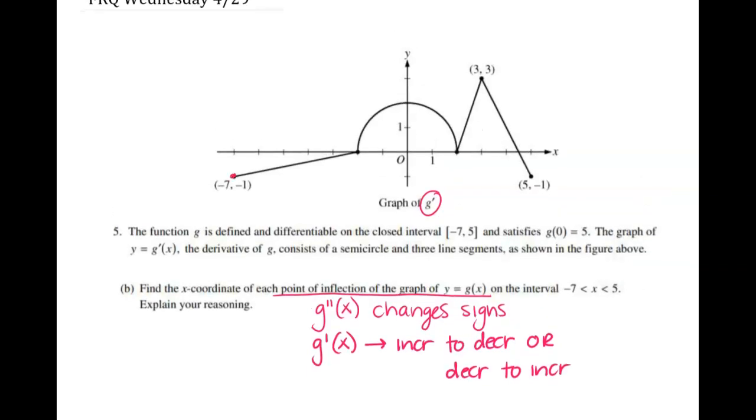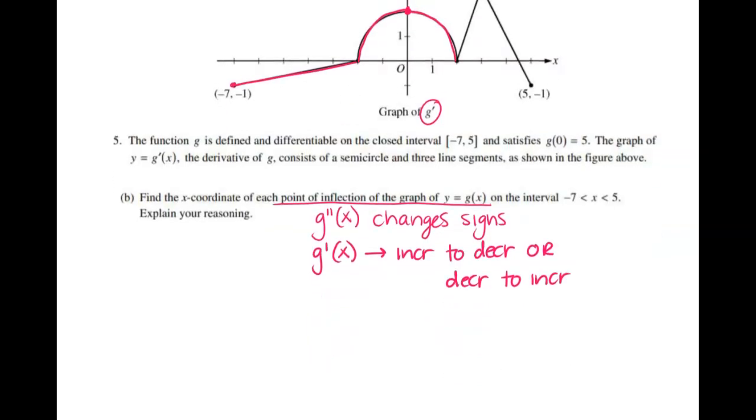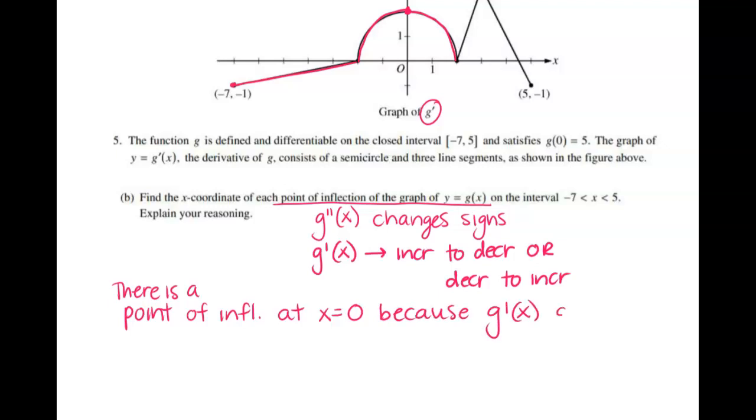Let's start at negative 7. G prime is increasing until it gets to 0, and then it starts decreasing. So there's a point of inflection. I suppose we should have a sentence, right? There is a point of inflection at x equals 0 because g prime of x goes from increasing to decreasing.